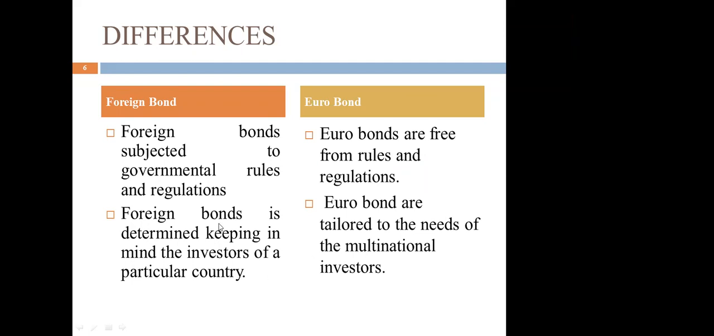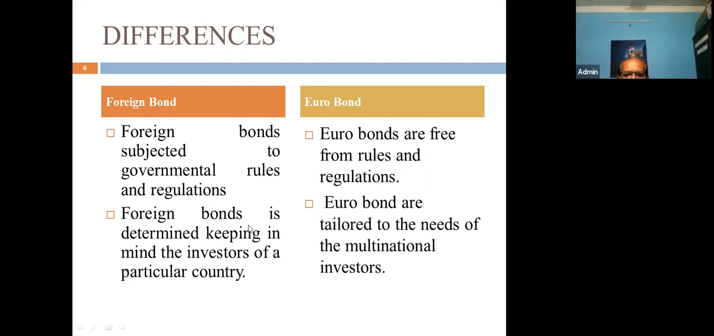And then the next difference: foreign bond is determined keeping in mind the investor of a particular country. So here, the investor is being focused more. Euro bonds are tailored to the needs of multinational investors. Here, Euro bonds are sold to multinational investors, so they do not consider a particular country, whereas in foreign bond, they consider a particular country. This is the only difference.